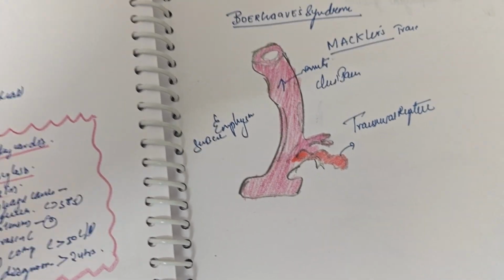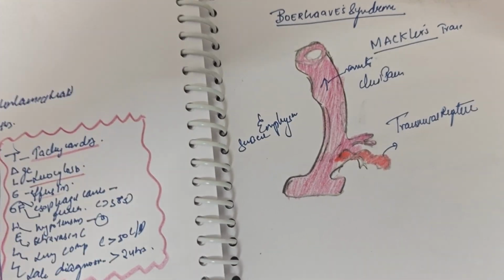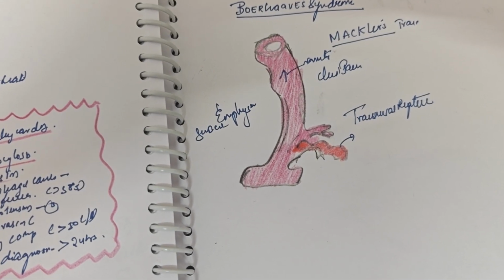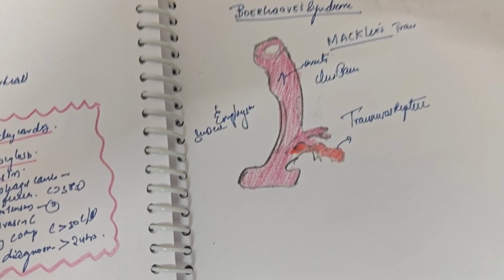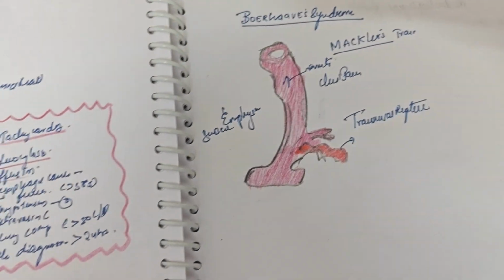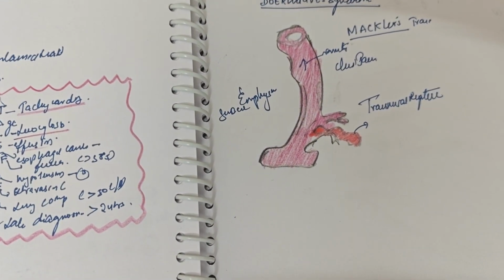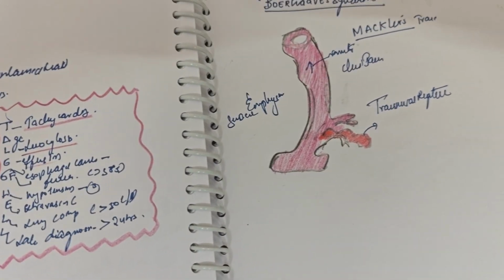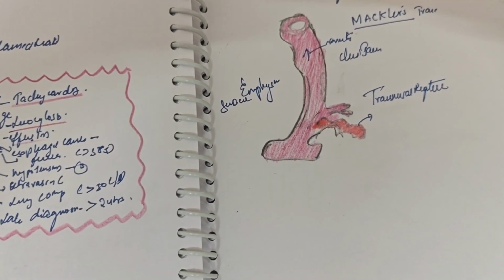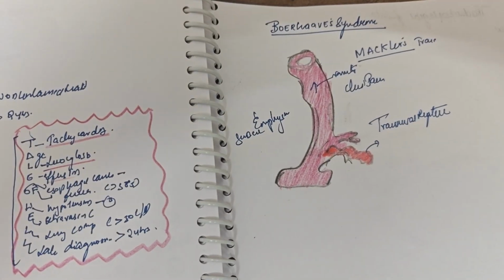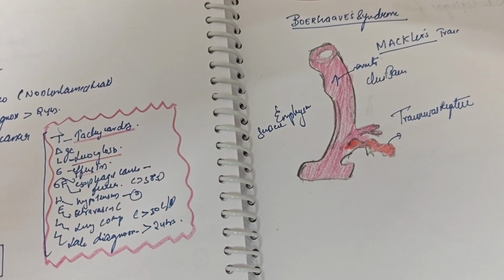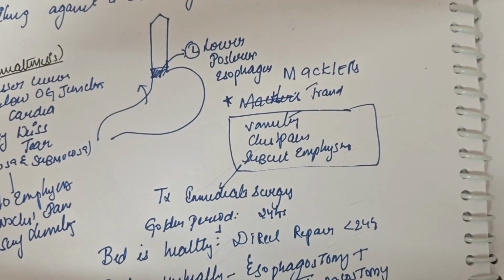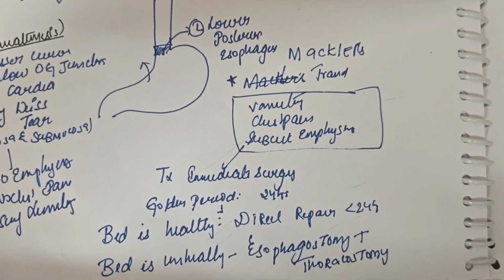Now, what is the treatment for Boerhaave syndrome? The treatment is immediate surgery, because you can have mediastinitis, heavy chest pain and other complications. There should be immediate surgery. There is something known as the golden period, and the golden period is 24 hours.